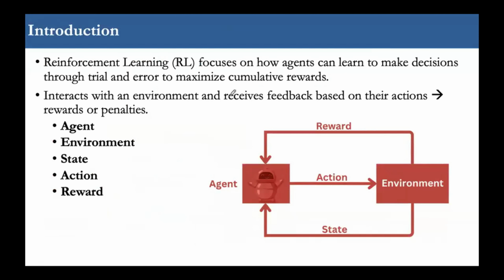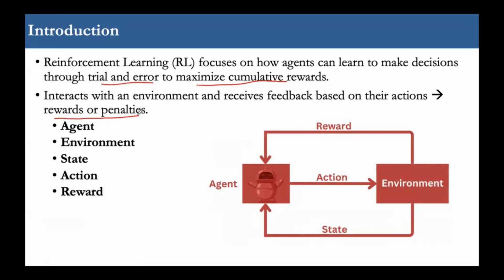Reinforcement learning focuses on how agents can learn to make decisions through trial and error to maximize the cumulative rewards. Reinforcement learning allows machines to learn by interacting with an environment, and it receives feedback based on the actions it has performed. The feedback it gets is in the form of rewards or penalties.